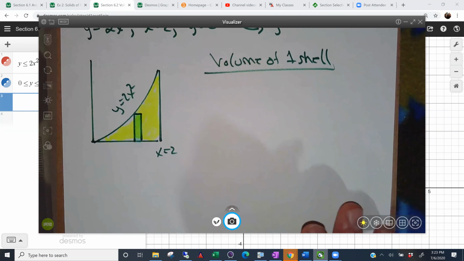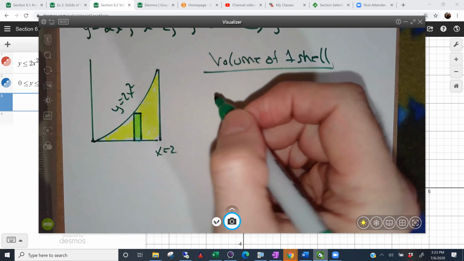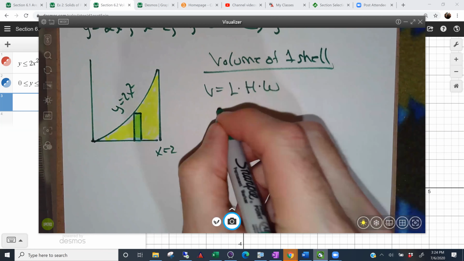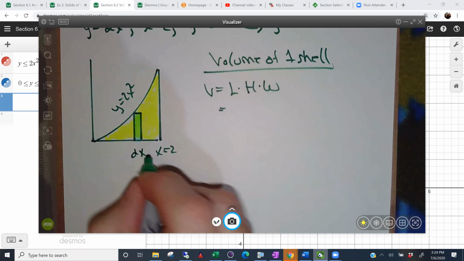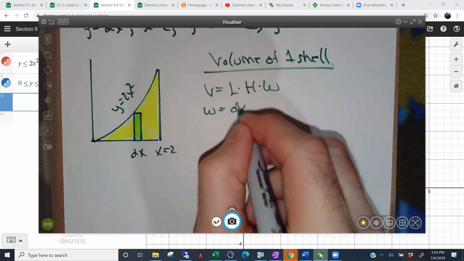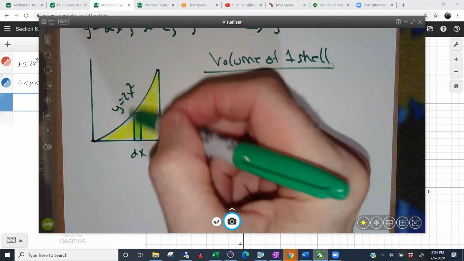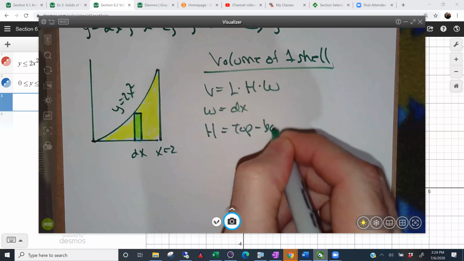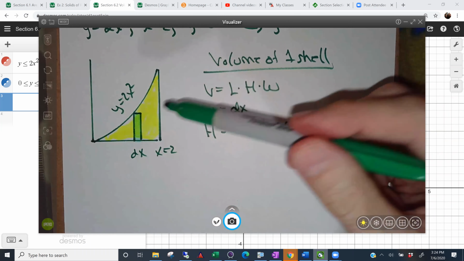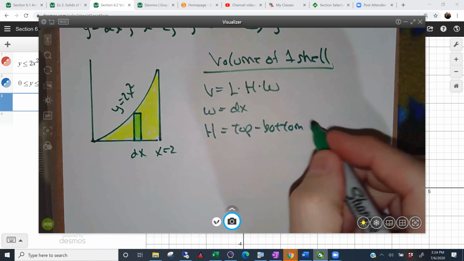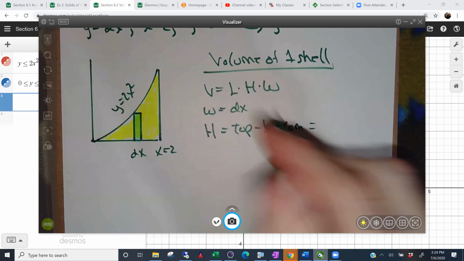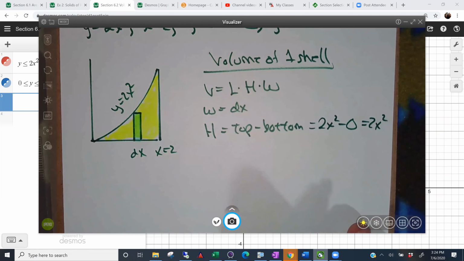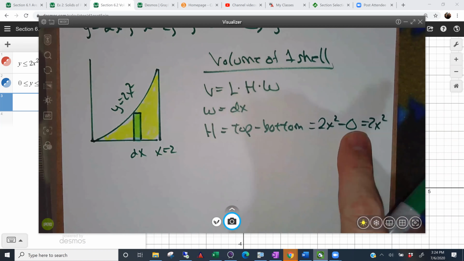I think it was Mike that told us how to find the volume of one box, which was length times height times the width. And the width here is just going to be dx. And the height is going to be top minus bottom. And that better be in terms of x because we got a dx thickness. The top would be 2x squared minus the bottom, which is 0.